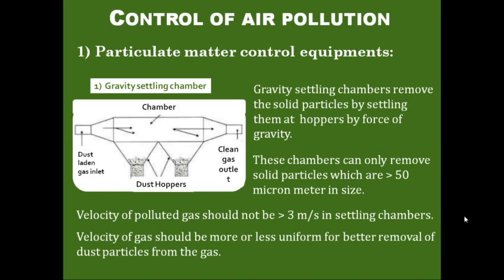So two or three things have to be kept in mind while treating any polluted gas for separation of solid particles using a gravity settling chamber. First, the gas has to enter inside the chamber at a very low velocity, less than 3 meter per second. Second, the velocity of gas should be more or less uniform. It should not fluctuate.